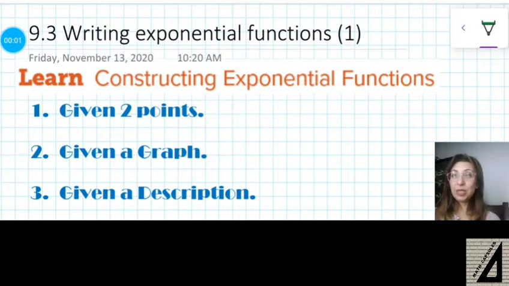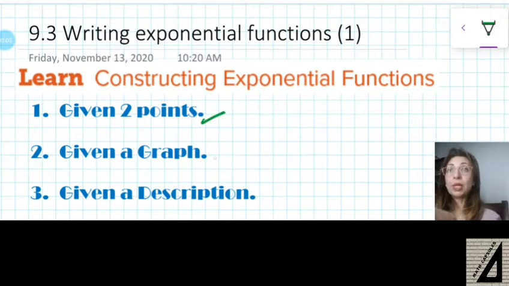Hello, my dear students. Today we are going to learn how to write exponential functions, if you are given 2 points, or given a graph, or given a description.